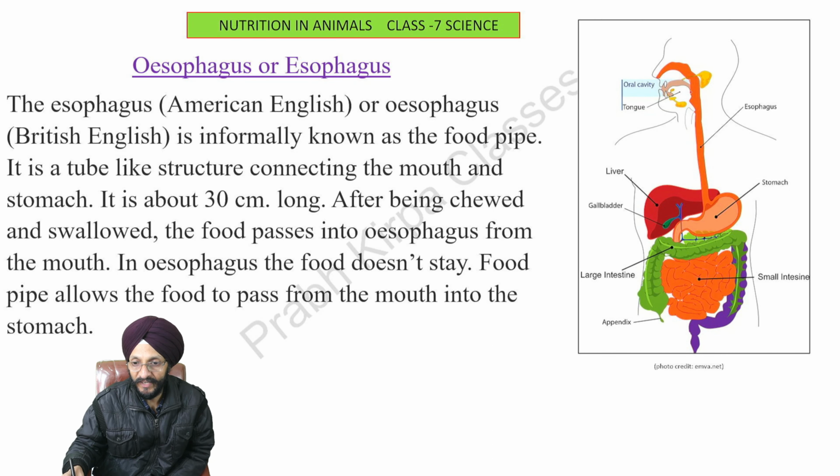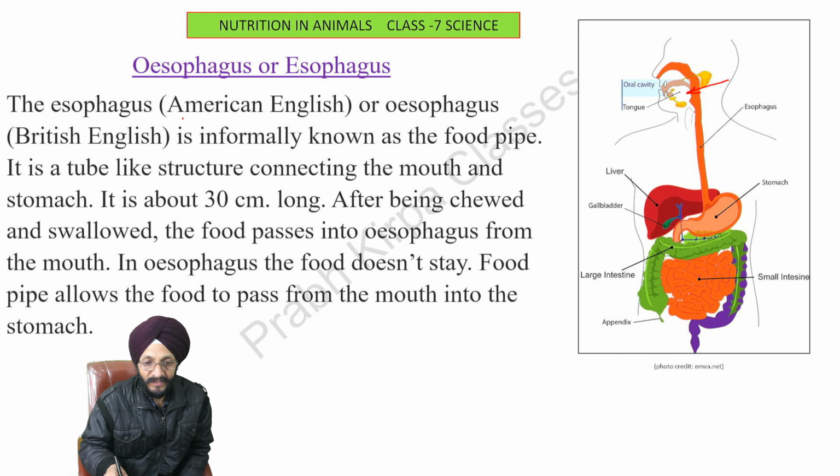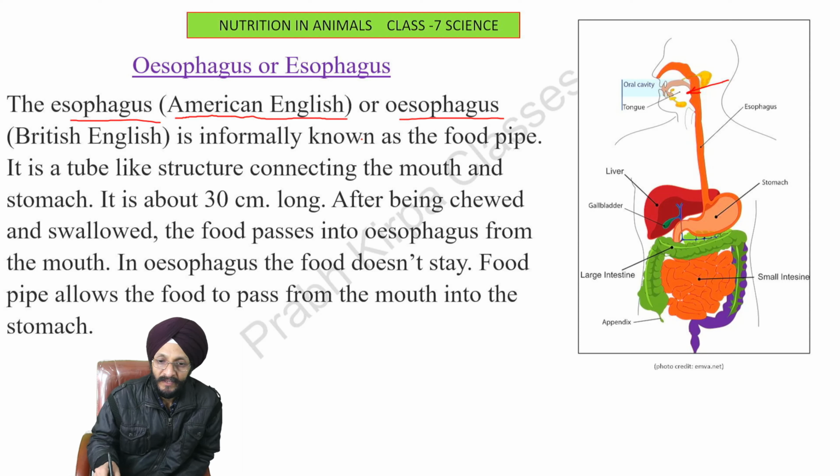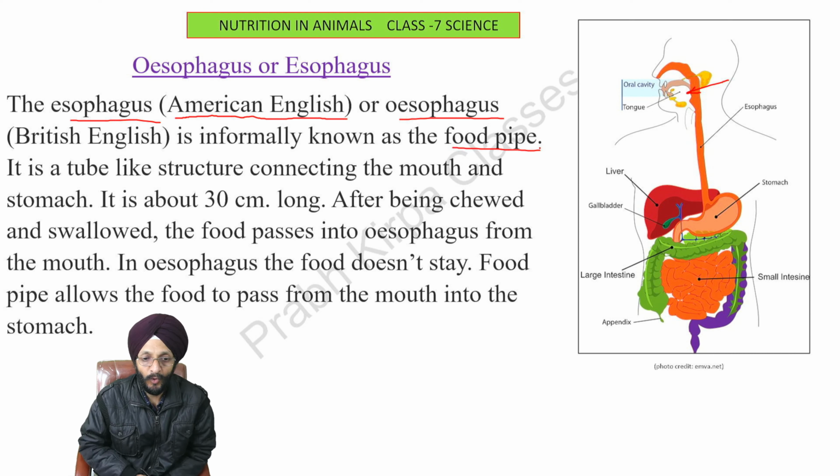So far, we have read about the starting point of the digestive tract, that is mouth. Now we come to the next part of the digestive tract or alimentary canal, which is called esophagus. The same organ is called esophagus in American English, or oesophagus in British English. This esophagus is also known by the name food pipe.